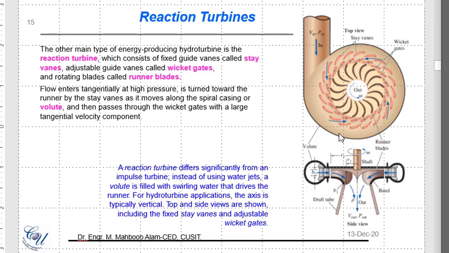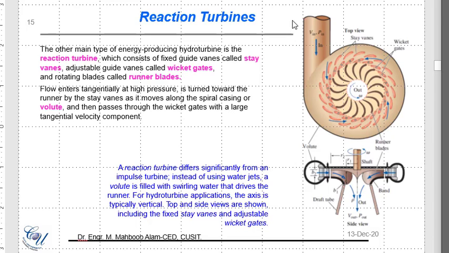This basically consists of fixed guide vanes called the stay vanes. So for example, these are the fixed vanes or the fixed directing vanes, which basically direct water to enter into this main chamber. So they are called the stay vanes. Then we have adjustable guide vanes called the wicket gates. These smaller ones are called wicket gates. And finally, the rotating blades, which are called runner blades, which are in the extreme inner part of this turbine.